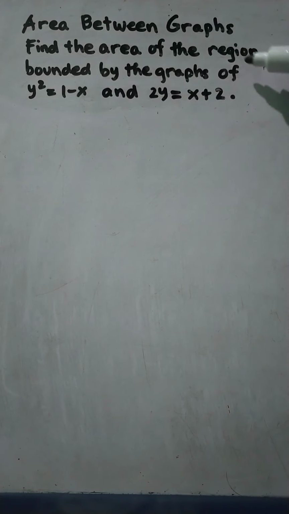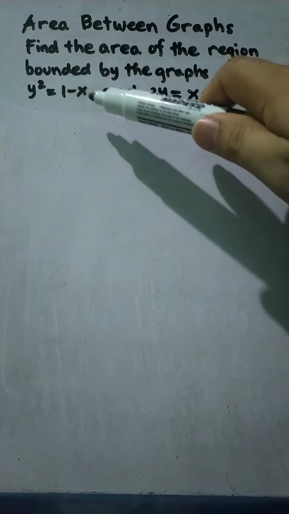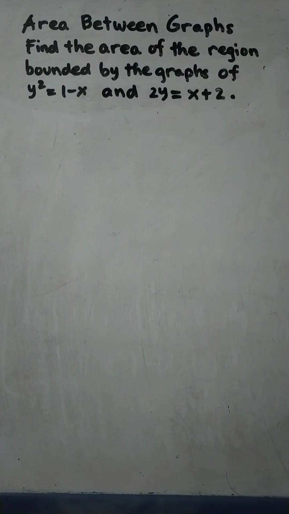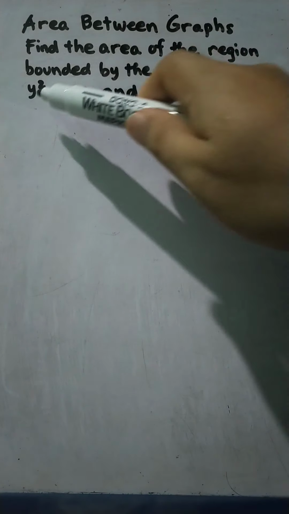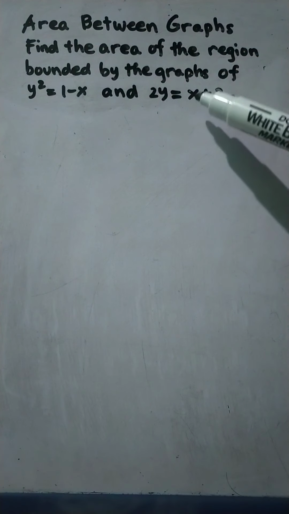Find the area of the region bounded by the graphs of y squared equals 1 minus x and 2y equals x plus 2. Now, in order to solve this problem, we have to draw the graph in order to visualize the problem. Okay?